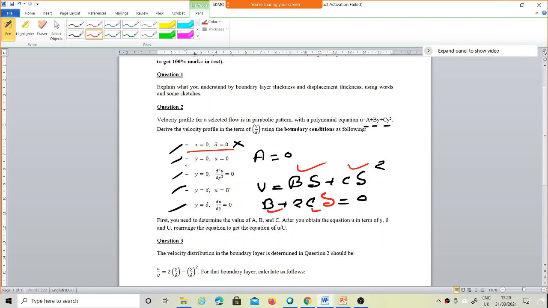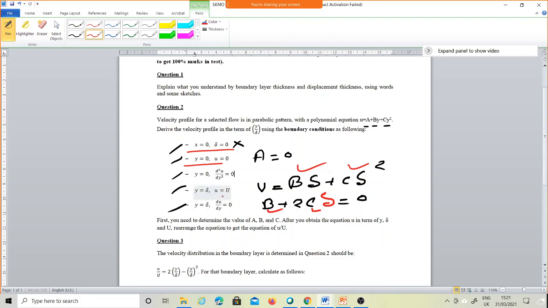For the second equation, y = 0, u = 0, so you can get capital A should be 0. And for the third one you can use it, but we just wait, because if you put the double derivative, in this case you will have constant values. So we just keep it, and later on we can think about whether we need it or not. For the fourth one, you will get this one.